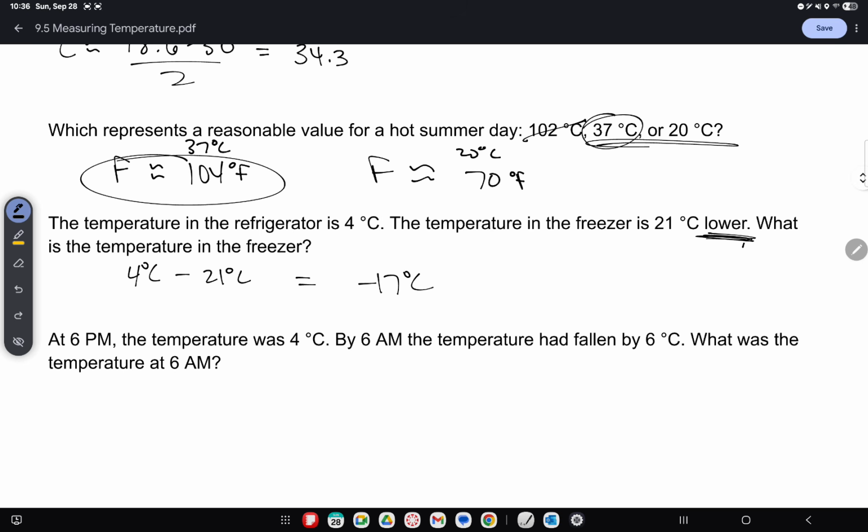All right, at 6 p.m., the temperature was 4 degrees Celsius, but by 6 a.m., it had fallen by 6 degrees Celsius. What was the temperature in the morning? So 4 degrees Celsius, it fell. So subtract 6 degrees, and we get negative 2 degrees Celsius. Again, that's also a freezing temperature value.